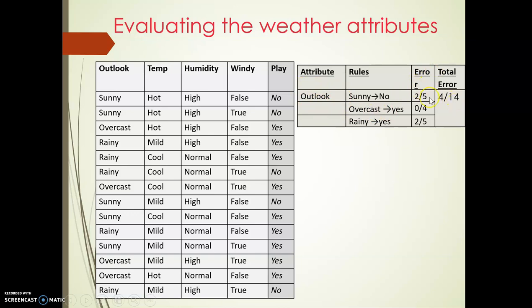So I'll tell you, do not go for calculation of adding as an actual fraction here. Instead just calculate it as numerator to numerator and denominator to denominator. So here you can see 2 plus 0 plus 2 is 4, and the total number of entries here are 14. So the total error for the outlook attribute is 4 by 14. So this is for only the first column. This table that has been calculated is for only the first column here.